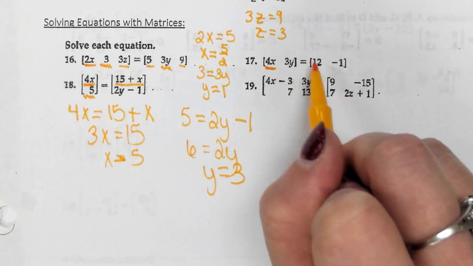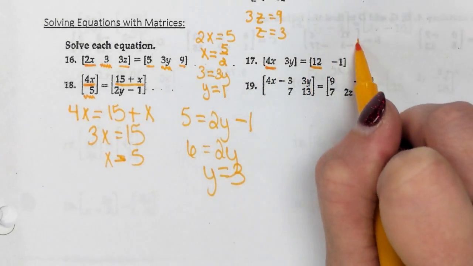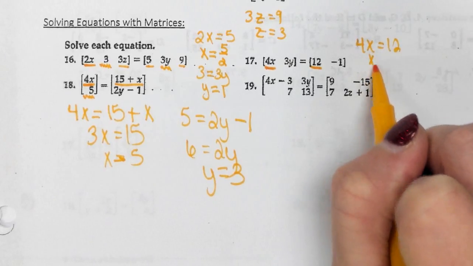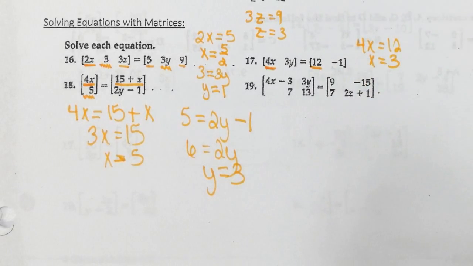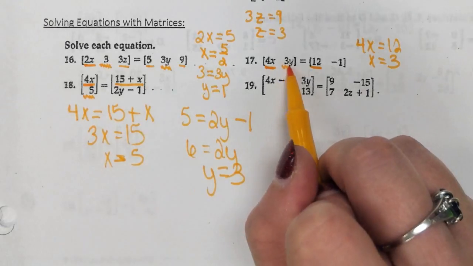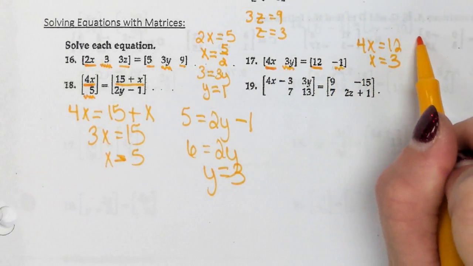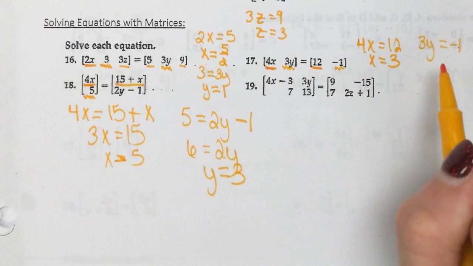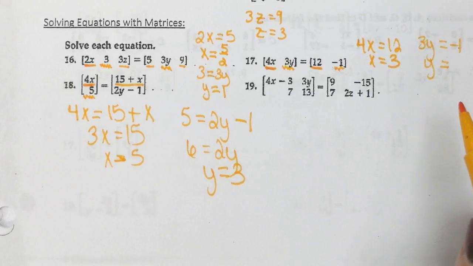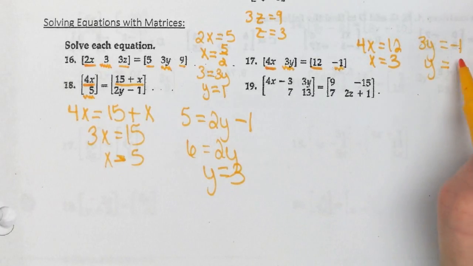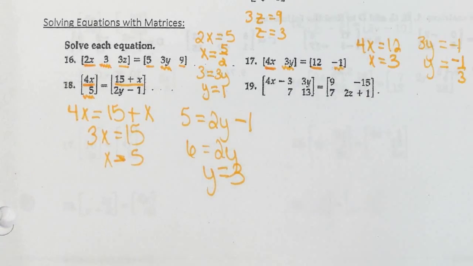So 4x is equal to what? 12, so x is equal to 3. Perfect. What about the 3y? What's it equal to? Negative 1. So divide, and what is y equal to on this one? Negative 1 over 3. Very good. It's a fraction. Everybody okay?